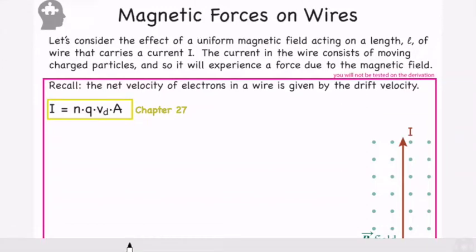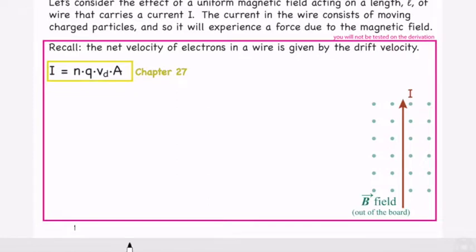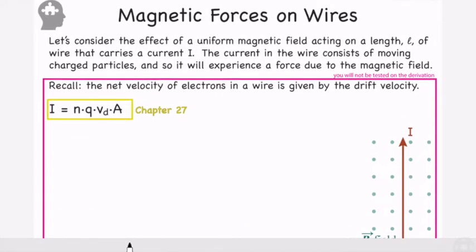Let's quickly go over the derivation of the second form of the magnetic force law, which is the form that can be written as F equals I L vector cross B vector. All right, so let's start by considering the effect of a uniform field acting on a length L of wire that carries a current of I.